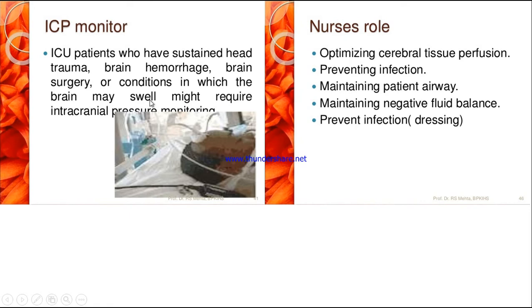So there will be swelling in the brain, and it is compulsory to monitor the intracranial pressure, that is, how much pressure is inside the brain. Next, the nurse's role is to optimize cerebral tissue perfusion. We have to make sure that there is tissue perfusion in the brain. Then you have to prevent infection, maintain the patient's airway, maintain negative fluid balance, and prevent any infection by performing sterile dressing. So these are some of the nurse's roles for ICP monitoring.